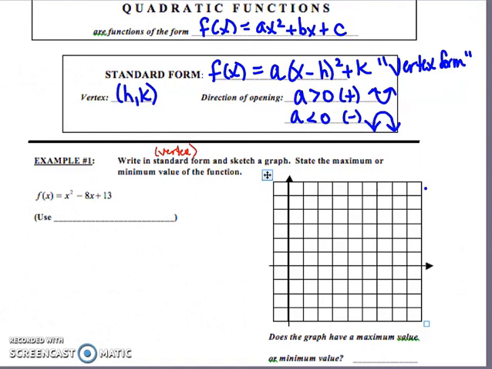is going to be to restructure this equation so that it looks like a times the quantity x minus h squared plus k. So in order to change something into that form, we are going to have to use completing the square. So I am going to start by just writing out my function down here. f of x equals x squared minus 8x plus 13.